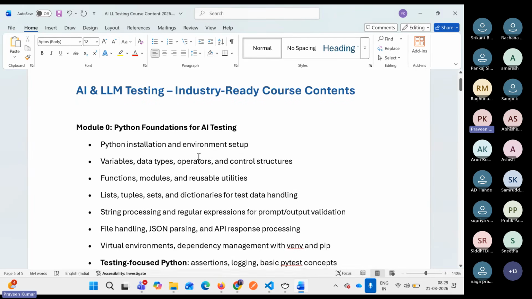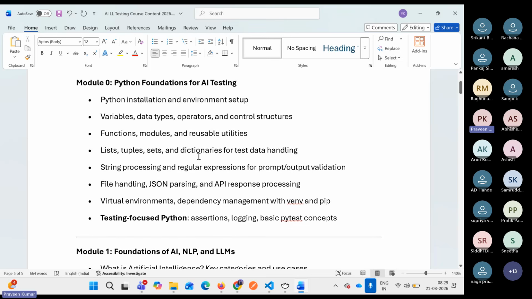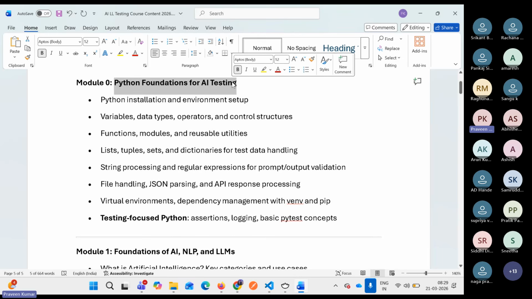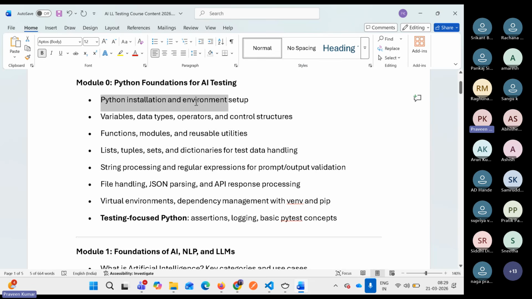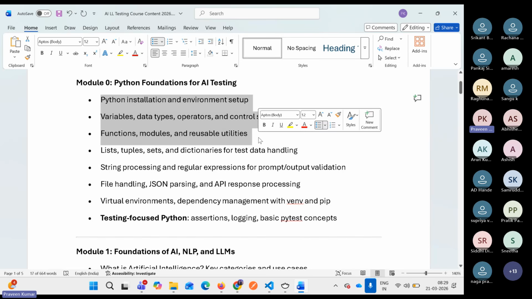Okay, so this course starts with module 0, which will talk about the basics of Python, Python fundamentals for AI testing. In the initial stage, you will be learning what Python is, how to install and set it up, and basic concepts of Python like variables, data types, operators, control statements, how to write functions, modules, reusability, utilities, and so on.